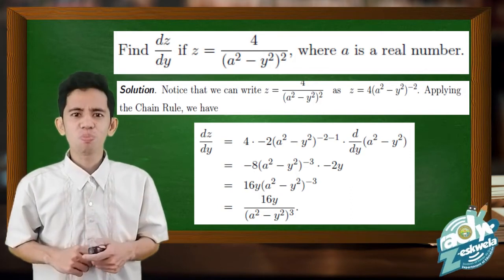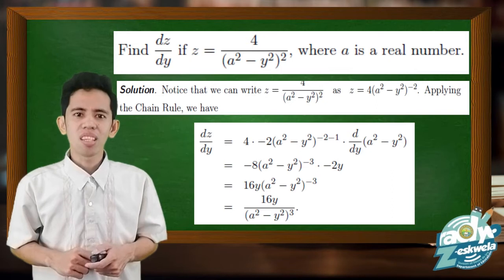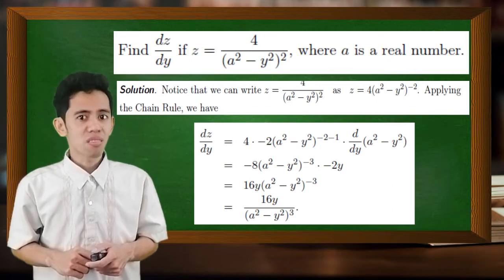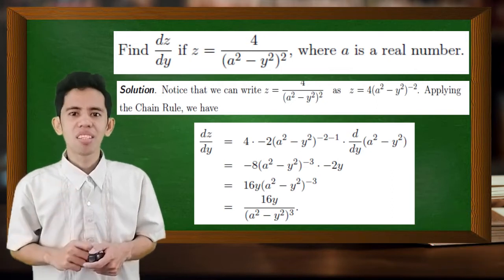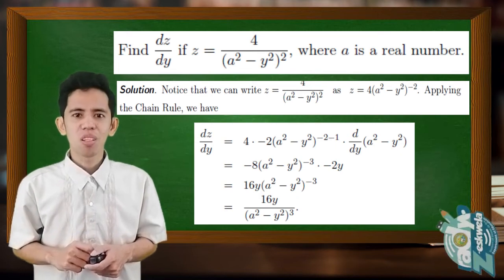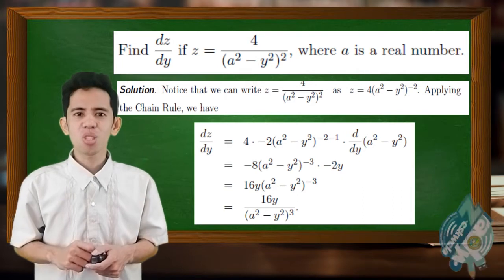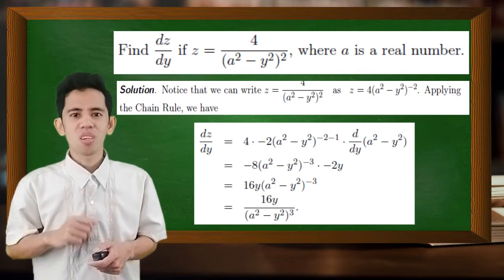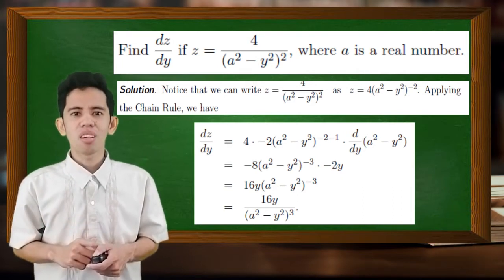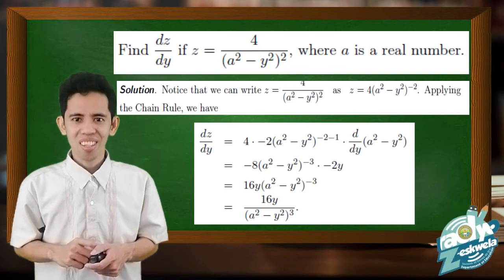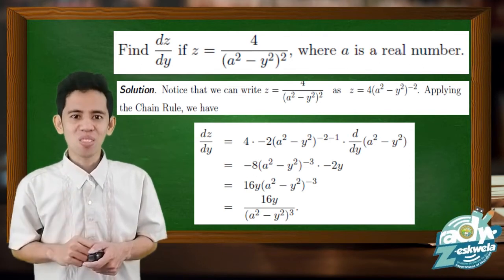Using the inverse property of equality to make the exponent positive, we have dz over dy is equal to 4y all over quantity of a squared minus y squared to the power of 3/2. And that is the answer.